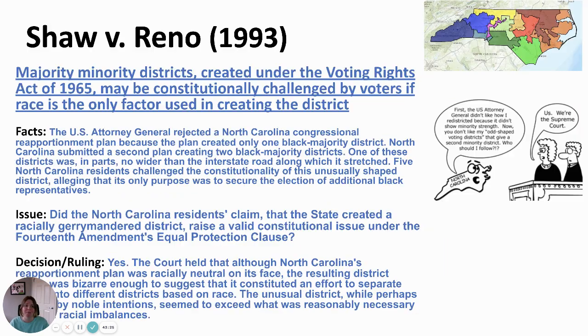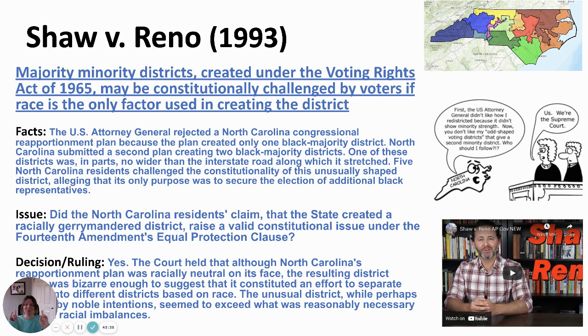Okay, 1 more left. We're almost there. Let's do it. Shaw v. Reno said that majority-minority districts created under the Voting Rights Act of 1965 may be constitutionally challenged by voters if race is the only factor used in creating a district.